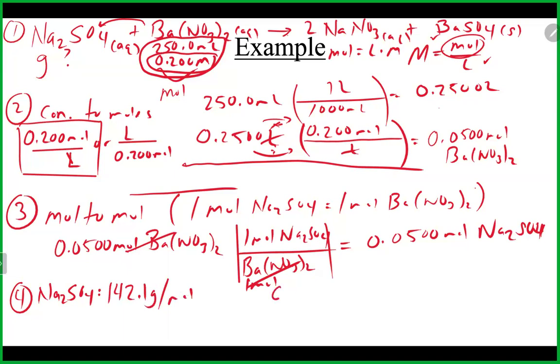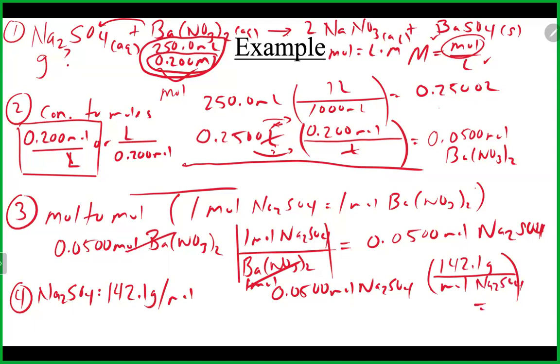So we'll go 0.05 moles of sodium sulfate. And we can see here we want grams up on top, 142.1 grams per mole of sodium sulfate. And that's going to tell us here we got about 7.1 grams of sodium sulfate is needed in this case. Any questions on that there?